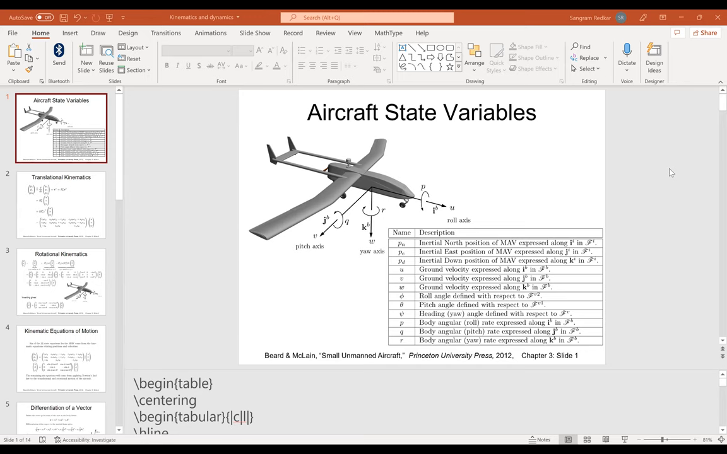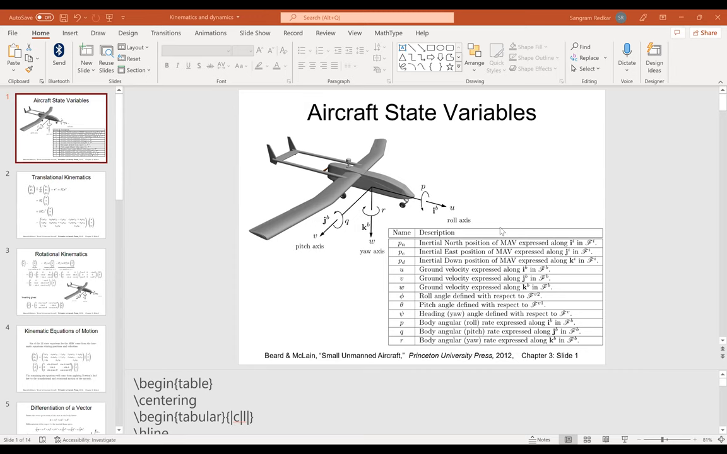Quadcopter simulation is the animation of the quadcopter, but the input to that animation is the solution of the differential equation that we have derived here. So quadcopter animation is the visualization of the results that we get from the differential equation.